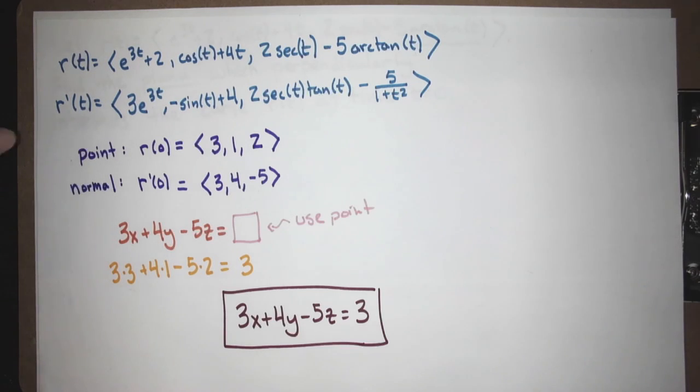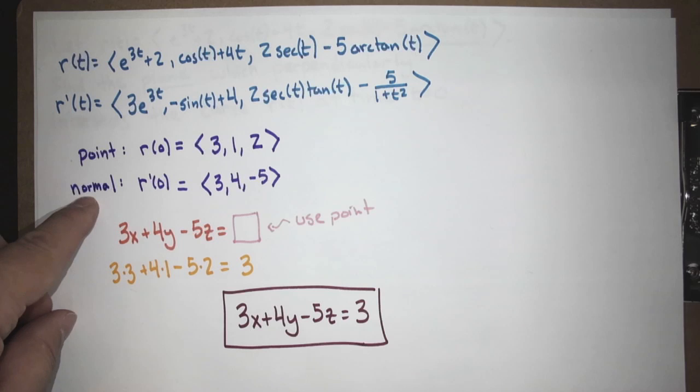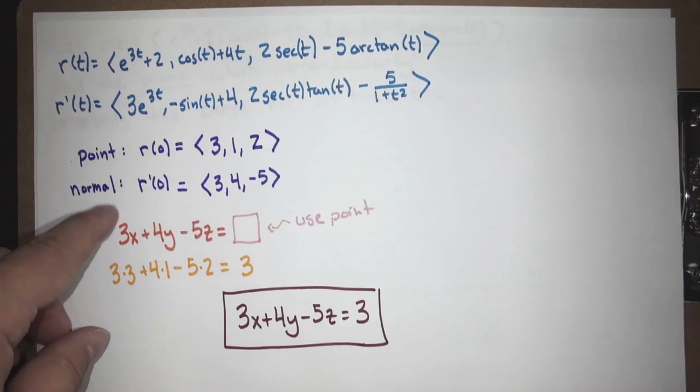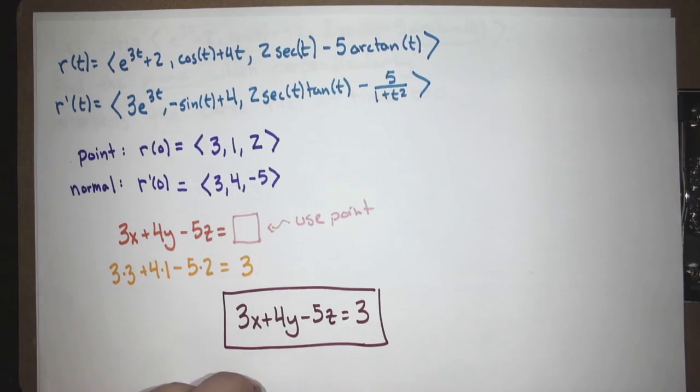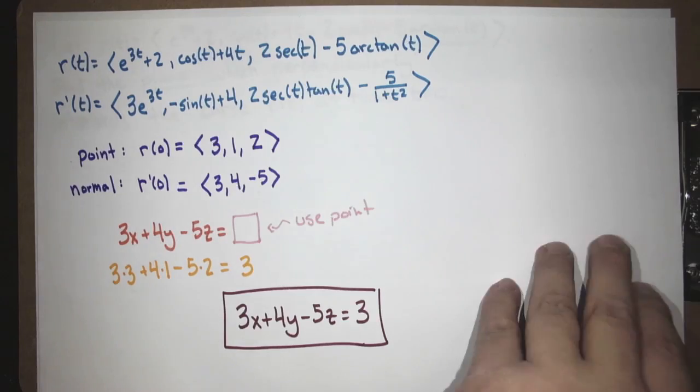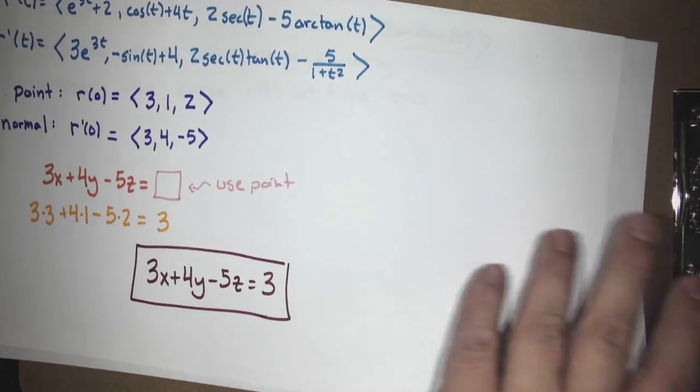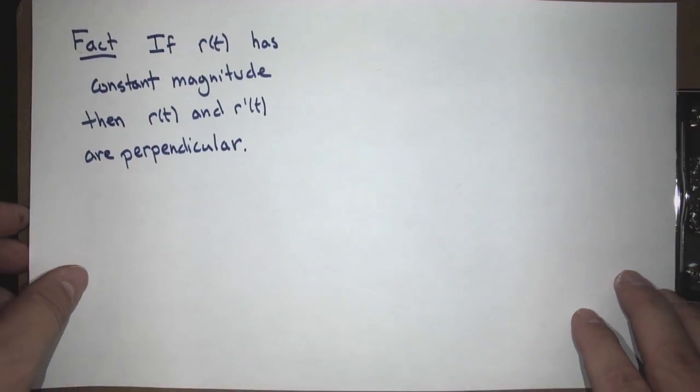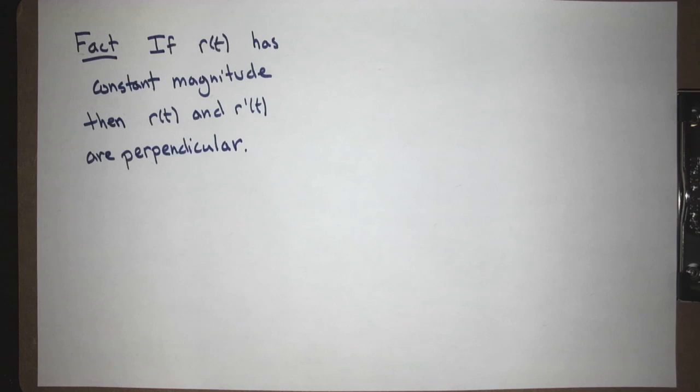Take your r, plug in 0, you get the point 3, 1, 2. Plug in 0 to the derivative, and that's the direction vector of the line. If I want to be perpendicular to the line, I should be perpendicular to the direction vector. That's the normal of the plane. That gives me my coefficients. Use the point to figure out what goes over there, and thus we get our answer. Okay, good. We do need to do one quick fact, which will be important next week. It won't seem important right now, but it'll be important next week.